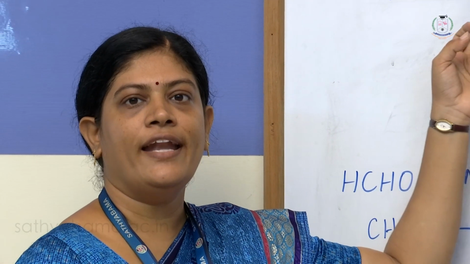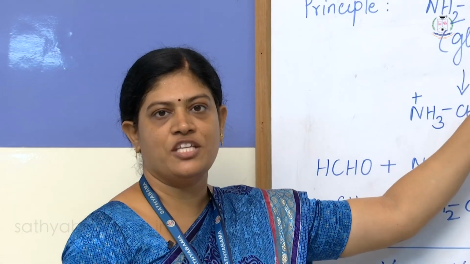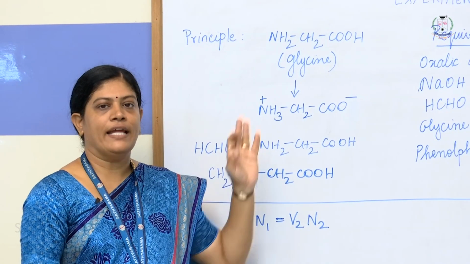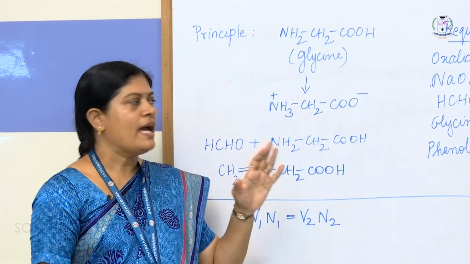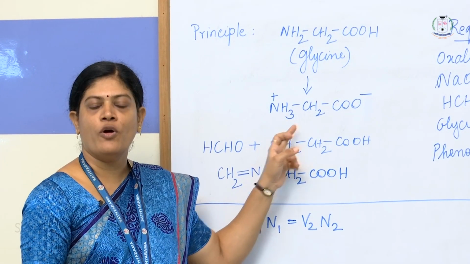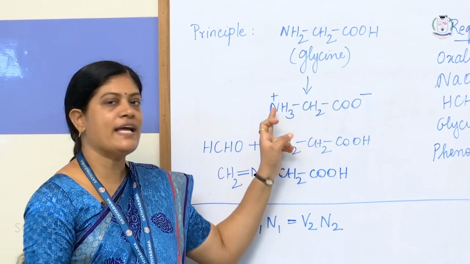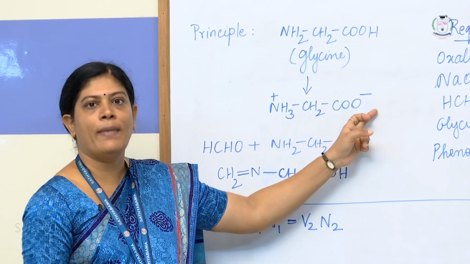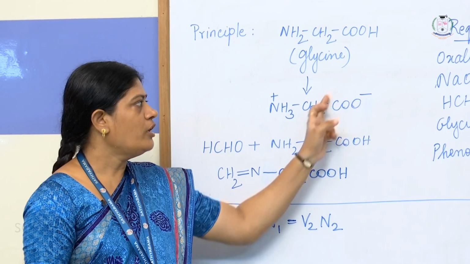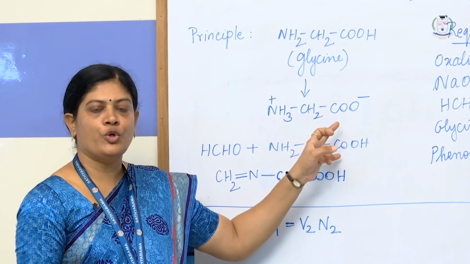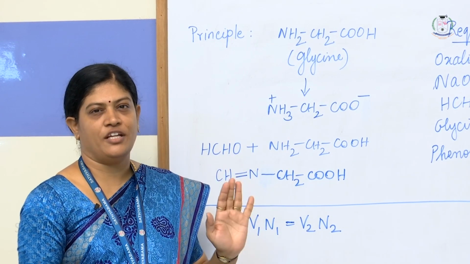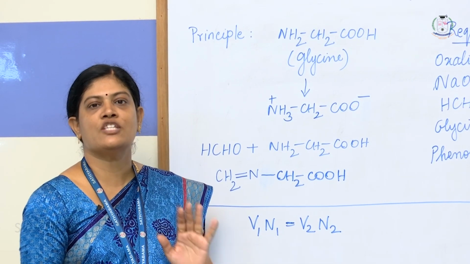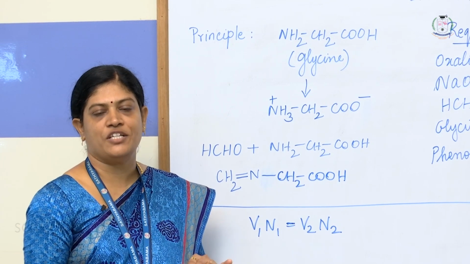The amino acid glycine has the formula NH2CH2COOH. In any amino acid like glycine, the NH2 and COOH groups are not free as they exist in the form of zwitter ion, like NH3+CH2COO-. Therefore, in this case the COOH group is not free for carrying out any acid base titration with a base, as in the case of a normal acid base titration.